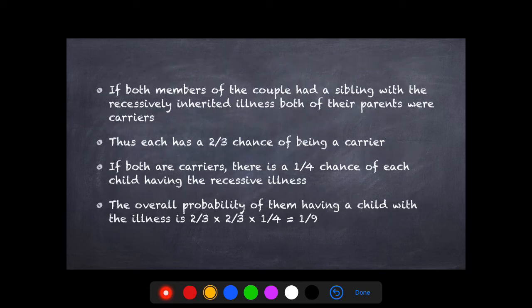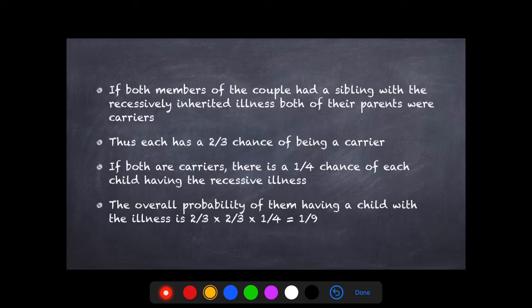Now, if both of the members of the couple had a sibling with the recessively inherited illness, that means both of their parents were carriers. Okay, so that means that each of the couple has a 2 out of 3 chance of being a carrier, right? Now, if both of the parents are carriers, they have a fourth of a chance of their child having that recessive illness. So think back to how I did the Punnett square for the albinism. Only 1 out of the 4 squares showed to be albino, right? Same thing. This is a recessive disorder, same thing like the albinism.